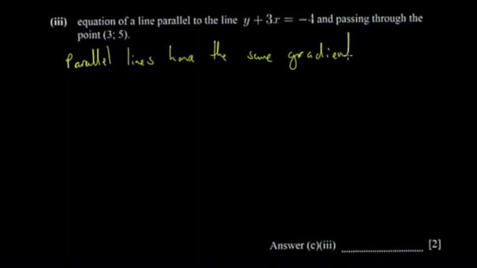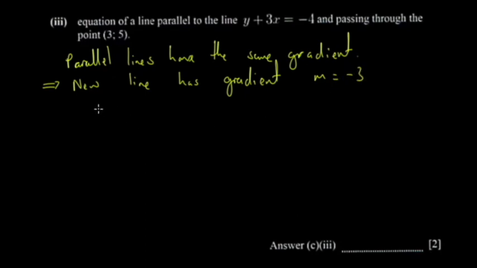As such, the new line has gradient m equal to negative 3. You can actually communicate to your examiner this way, so that they can follow. So you're dealing with the case of y equal to -3x plus c. You don't know what c is, and then you have this point here.